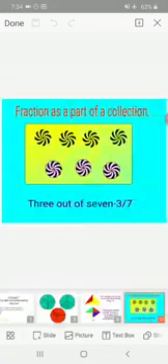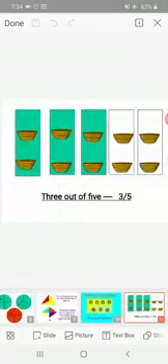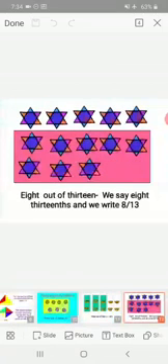Now out of 7, 3 flowers are pink color. That means if we write 3/7, here 7 is the total number of flowers and 3 tells us that out of 7, 3 are pink in color. Now this is also a fraction of collection. Here, 3 out of 5 are green color. Total 5 parts are there and out of 5 we have taken 3.